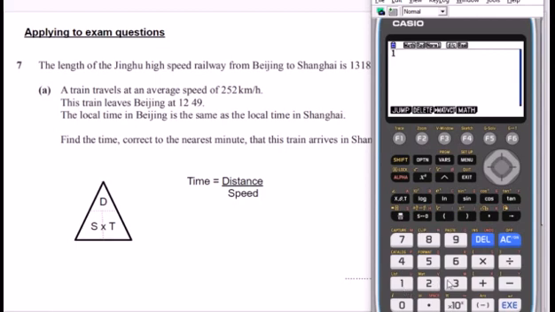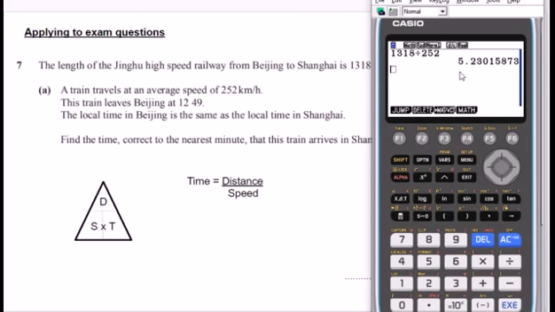So 1318 divided by 252. Now that gives us a time of 5.23 hours. That's decimal hours. Now, if you only want to go to the answer, you can literally just add that to 12 hours 49 minutes and it will get you there.